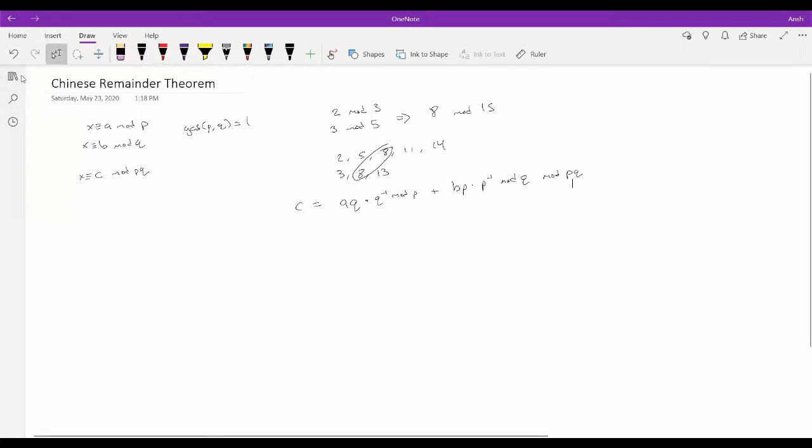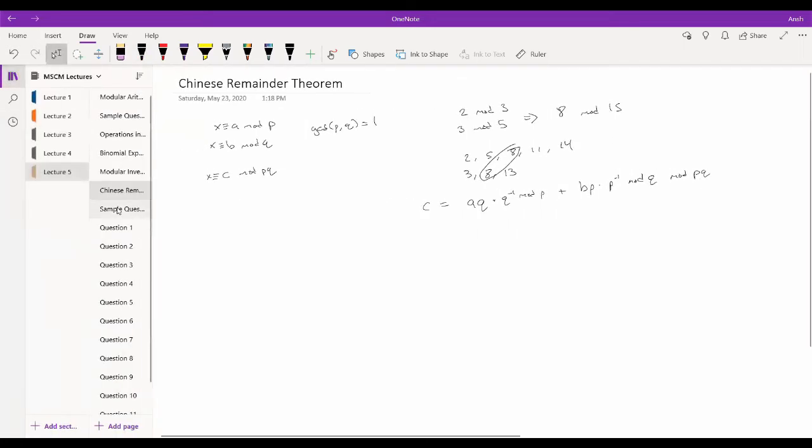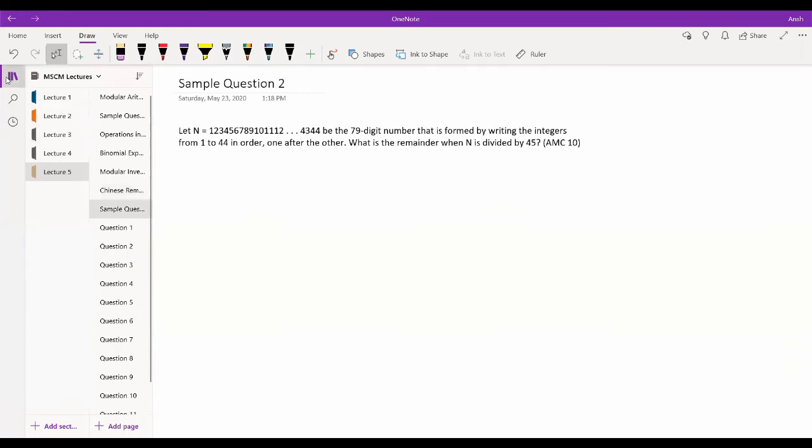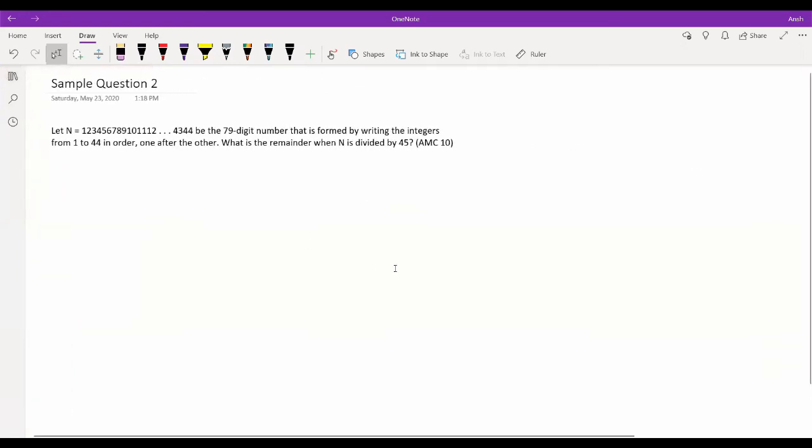So an example question. If you did the homework from last week, you may remember the problem where we let n be the number 1, 2, 3, 4, 5, 6, 7, 8, 9, 1, 0, 1, 1, 1, 2, so basically the concatenation of all the numbers from 1 through 44. It tells us it's a 79-digit number, and that we want to find the remainder when it's divided by 45.